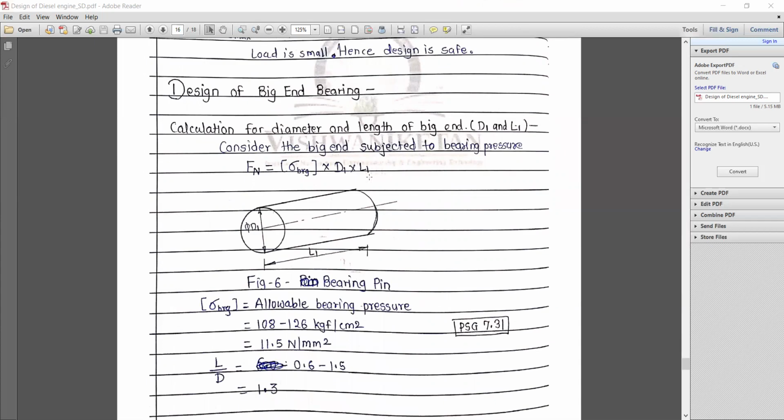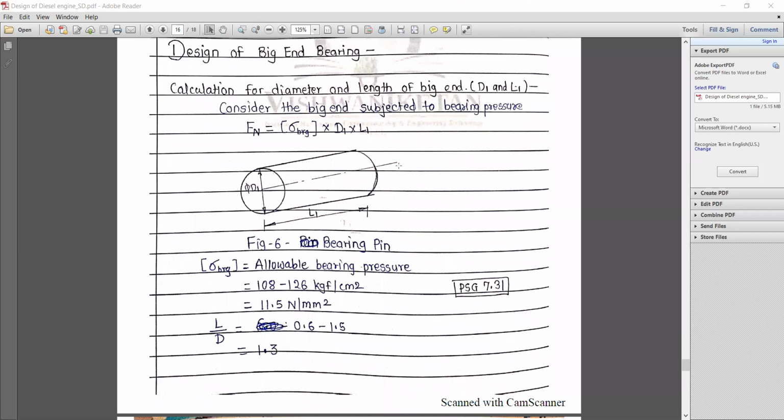So now we need to design the bearings for the big end and small end. Okay, so first of all, we are going to design the bearing for the big end.